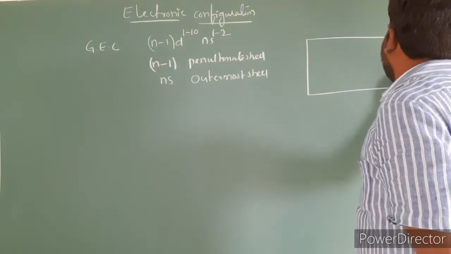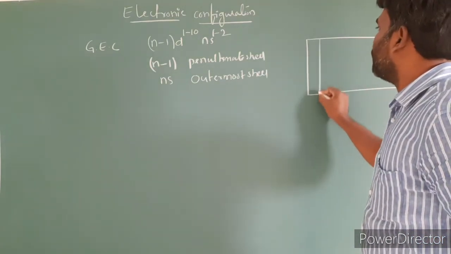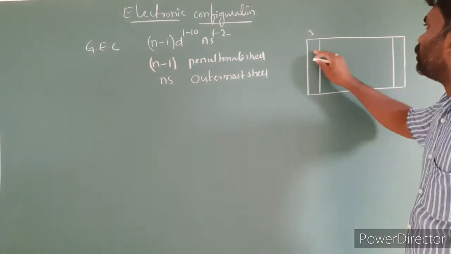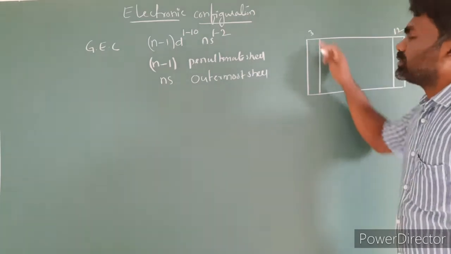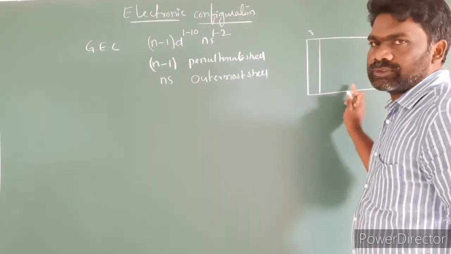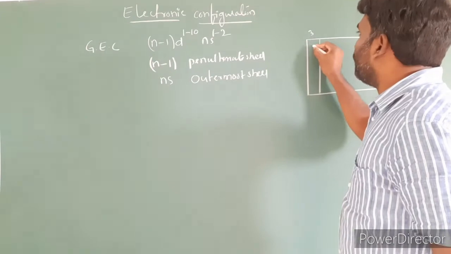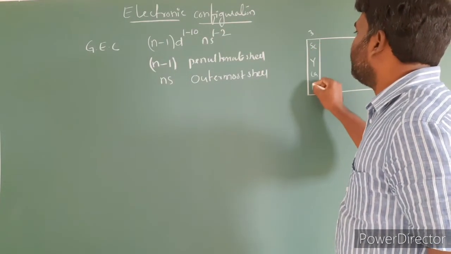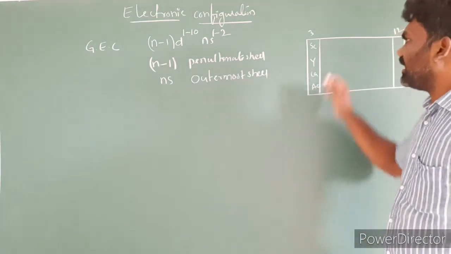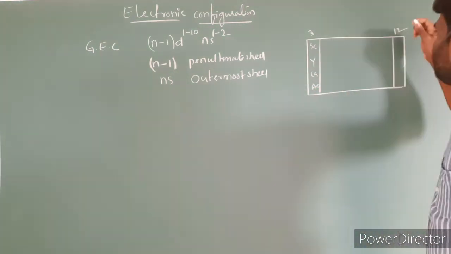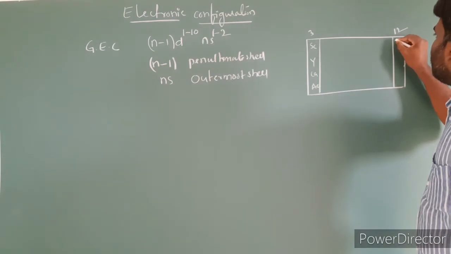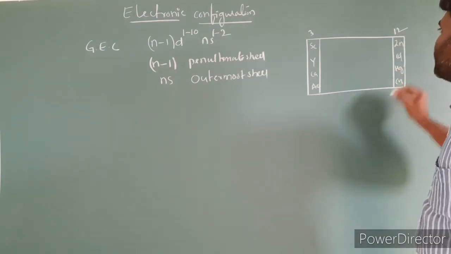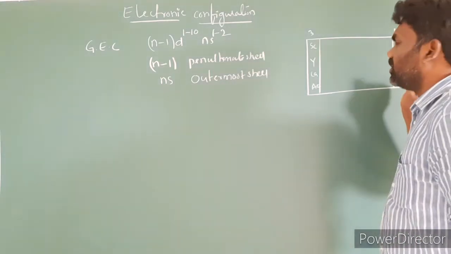Already we know very well that in the periodic table, the third group to the 12th group belong to the d block elements. In the third group, the elements we have are scandium, yttrium, lanthanum and actinium. The elements present in the 12th group are zinc, cadmium, mercury and copernicium.